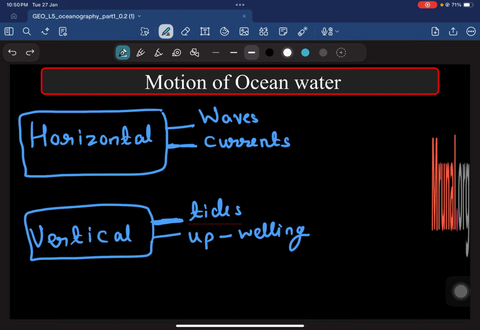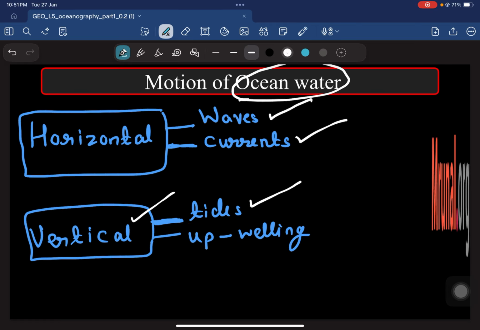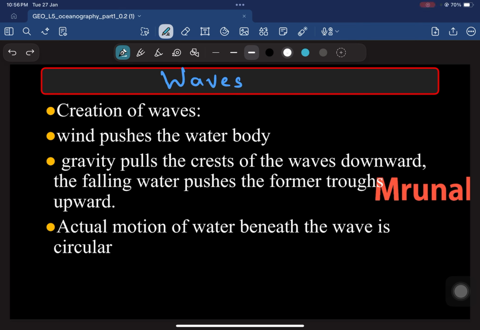Today I am discussing the topic motion of ocean water. Ocean water will move horizontally in the form of waves and currents, and ocean water will move vertically in the form of tides and upwelling. One by one, we will discuss it later, but as of now, make a point that ocean water moves horizontally in the form of waves and currents, and vertically in the form of tides and upwelling.